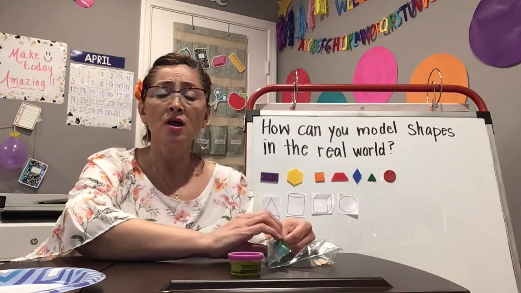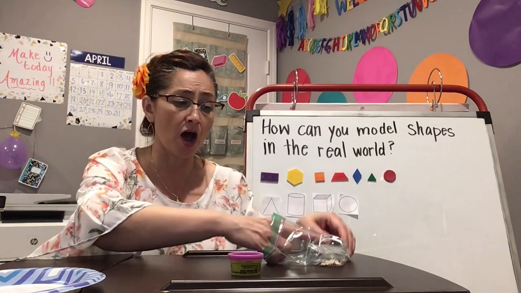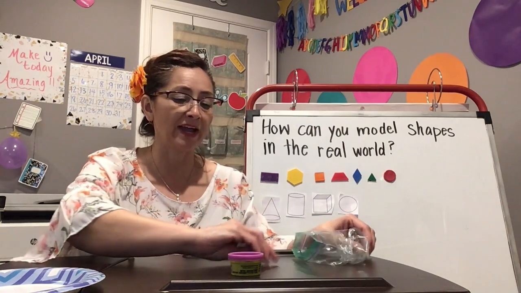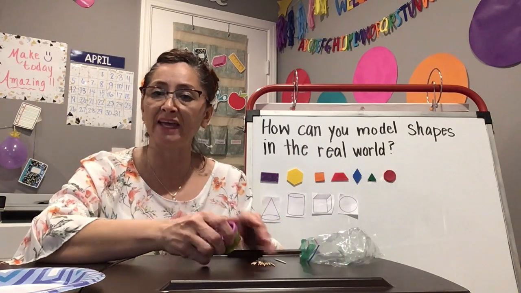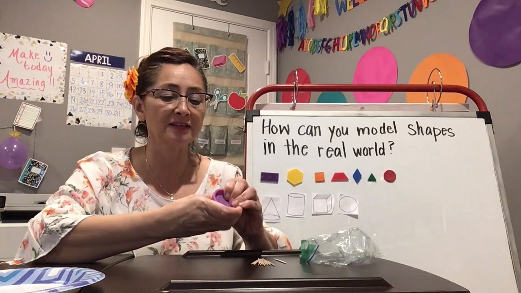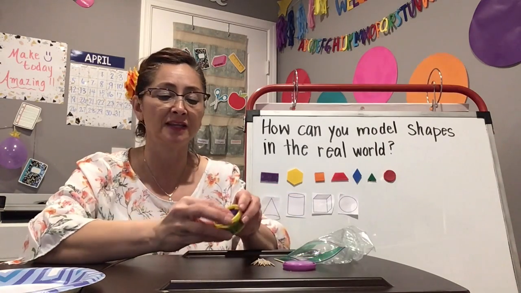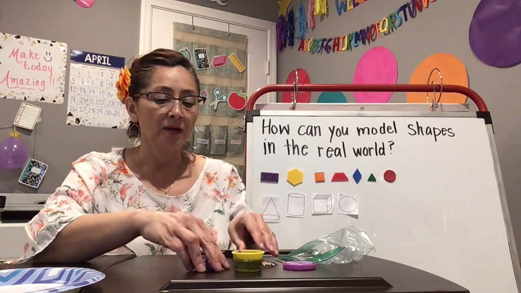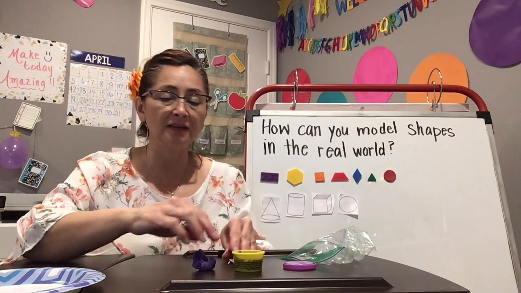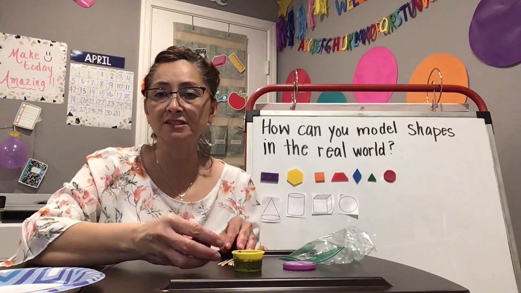So now we know that we can draw shapes, right, to model them. This time we're going to build the shapes, okay? So we're going to build the shape this time. Now, I want us to begin by building a square.